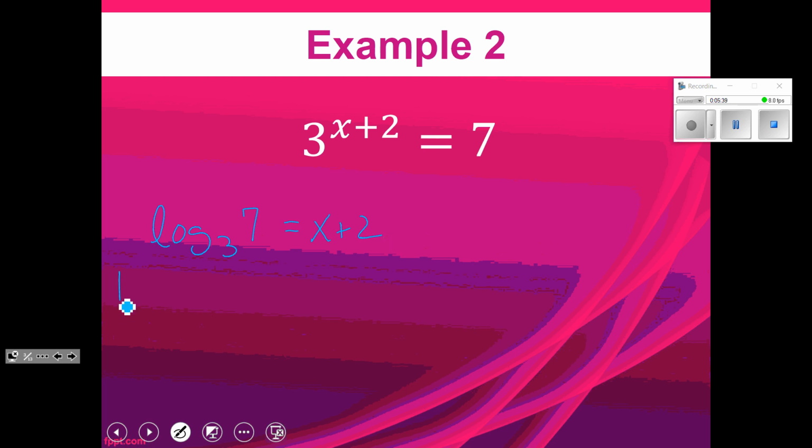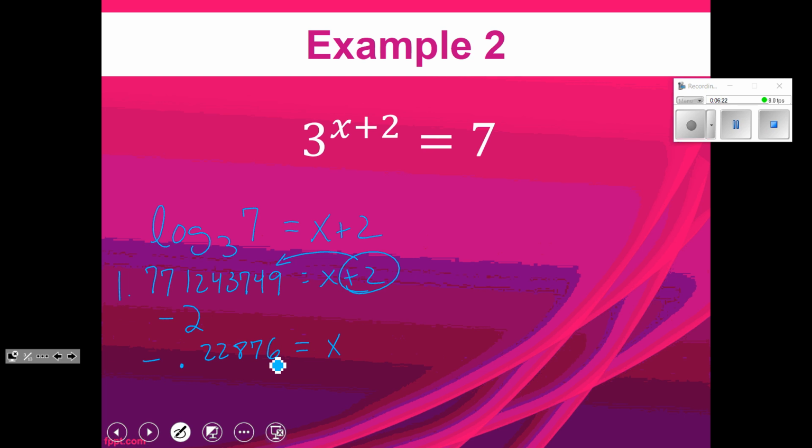Why do we not want to round this? Because we're in the middle of a problem. 1.7712437749 equals x plus 2. And then how do I solve for x? I'm just going to take this 2 and subtract it over, so I minus 2. So x is going to equal negative, and here we can now round, because this is our final answer, negative 0.22876 if you round it.